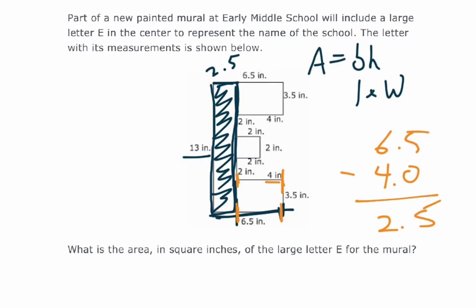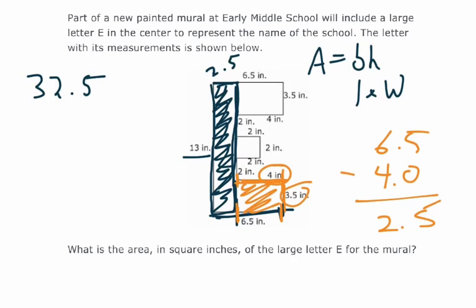So all we need to do now is multiply 13 times 2.5, and the area of the long side, if you do it real quick, is 32.5. Now we just need to solve for the area of the other ones. So we can do this one right here. We know that the length here is 4, and the width is 3.5. And when you do 4 times 3.5, you're going to get 14.